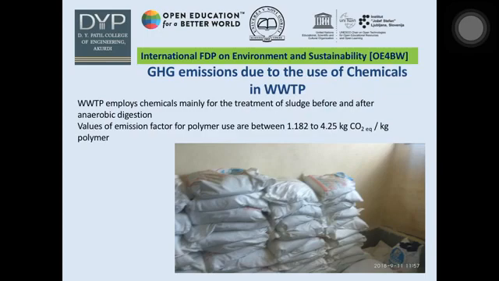Now next is the greenhouse gas emissions due to the use of chemicals in the wastewater treatment plant. Wastewater treatment plants employ chemicals mainly for the treatment of sludge before and after anaerobic digestion. Values of emission factors for polymer use are between 1.182 kg CO2 equivalent per kg polymer up to 4.25 kg CO2 equivalent per kg of polymer used.